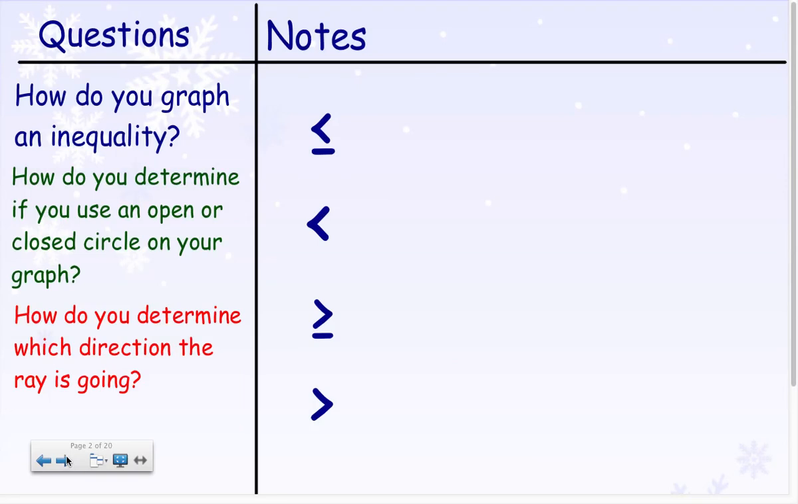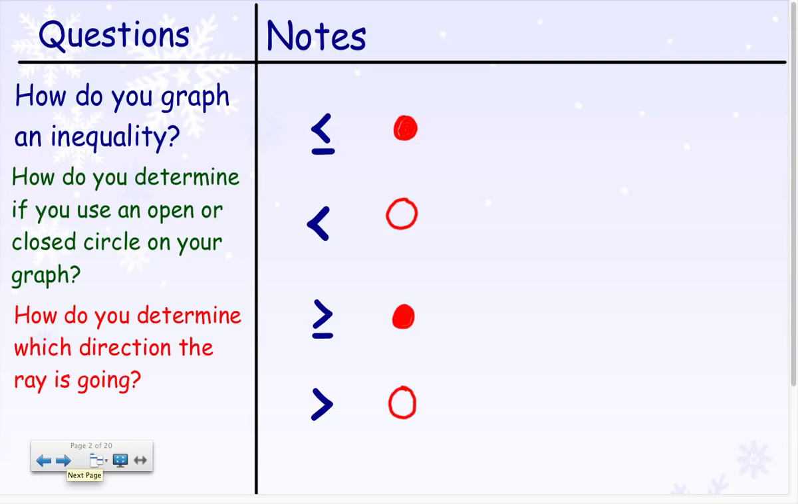How do you graph an inequality? How do you determine if you use an open or closed circle on your graph? And how do you determine which direction the ray is going? So first of all, we have to figure out what kind of circle we're going to use. Less than or equal to and greater than or equal to both have a closed circle because the "or equal to" means you include that point or that number. And the less than or greater than symbols have an open circle. It means that the number line does not include that number.